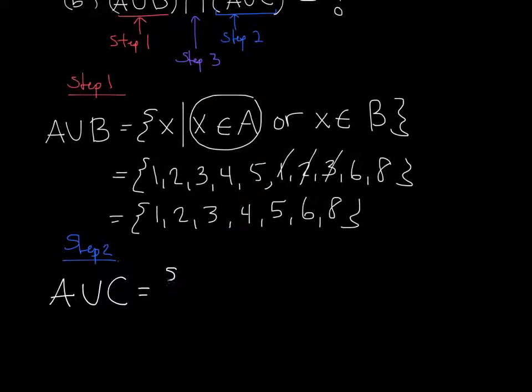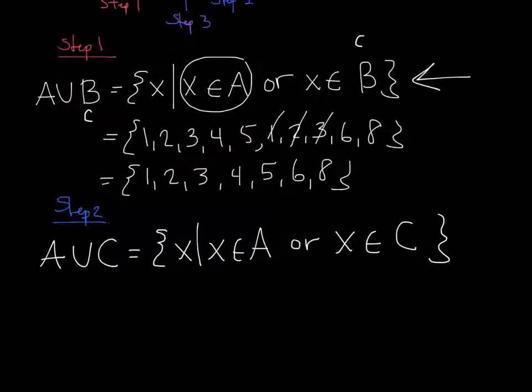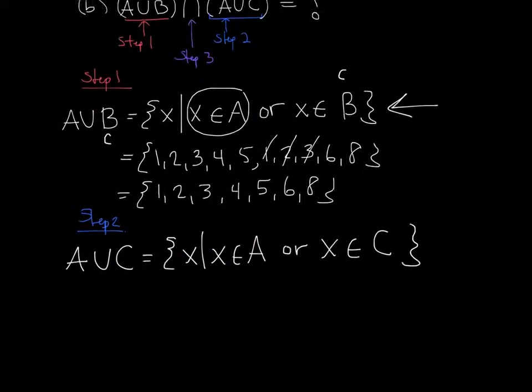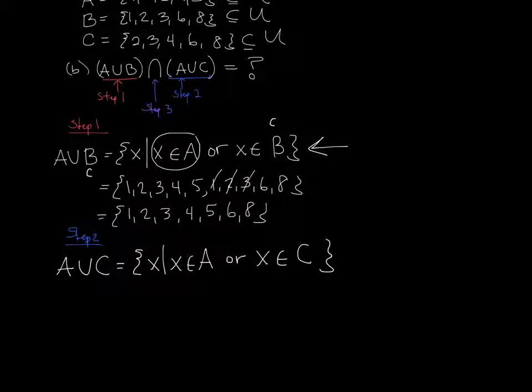Let's do the same thing. What is A, right? We already have our definition. The only difference is this is C now, and this is C. Well, again, might as well write it out. It doesn't hurt. Okay, so x is in A or x is in C. Well, all the elements that live in A, well, that's just 1, 2, 3, 4, 5, right?